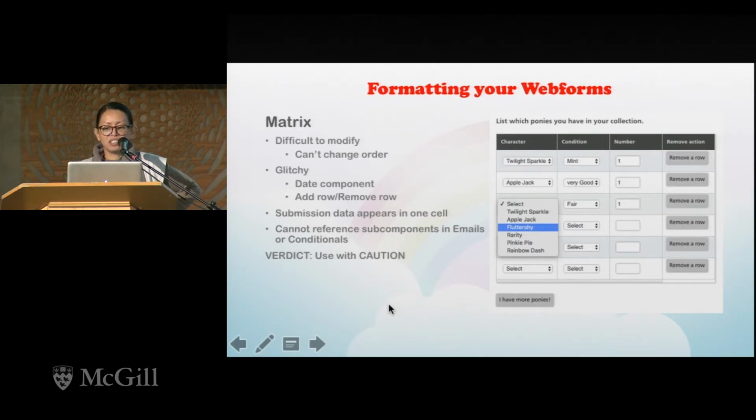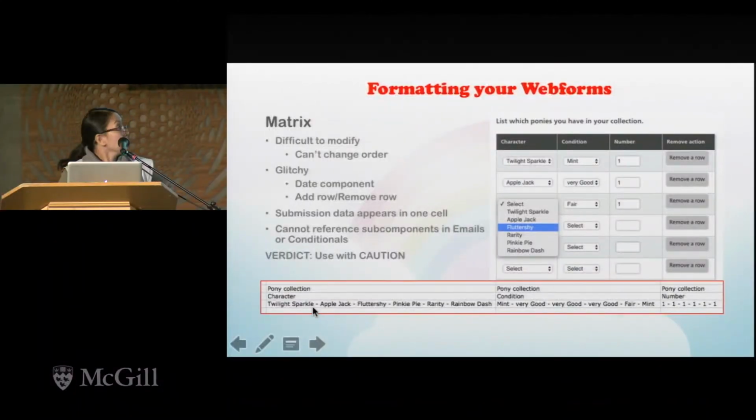So the submission data that's contained in the web form, if you download it, you'll see that it's actually all contained in a single cell. So you can see here, you've got the different characters listed, Twilight Sparkle, Applejack, but they're all displayed in a single row. That means it's going to be very difficult to parse that data, and you probably can't use that in your subcomponents, or reference them in your emails or your conditionals. So I'm not saying don't use it, but definitely be aware that you should use it with some caution and an awareness of its limitations.